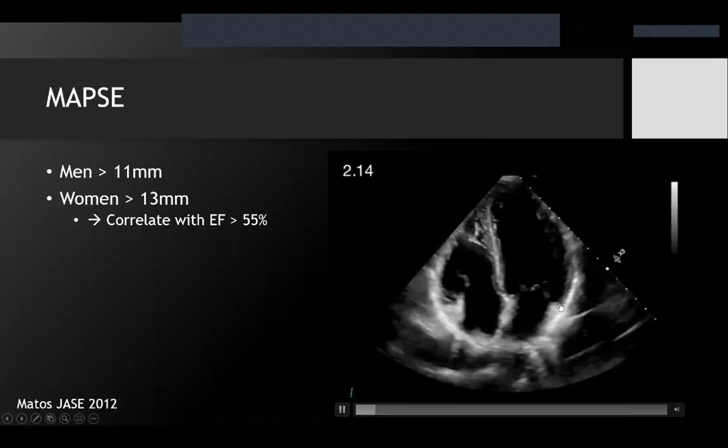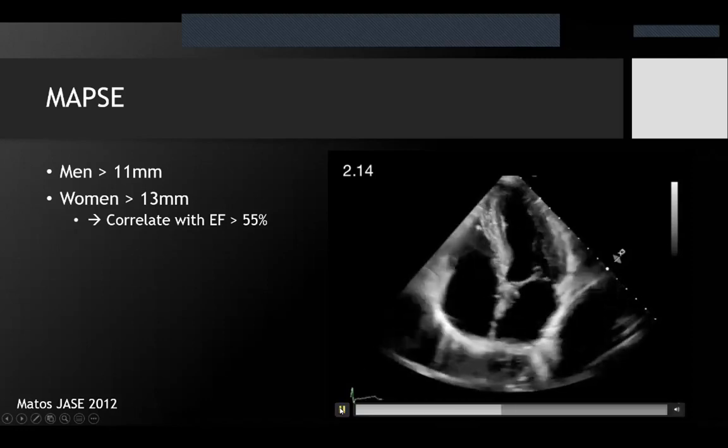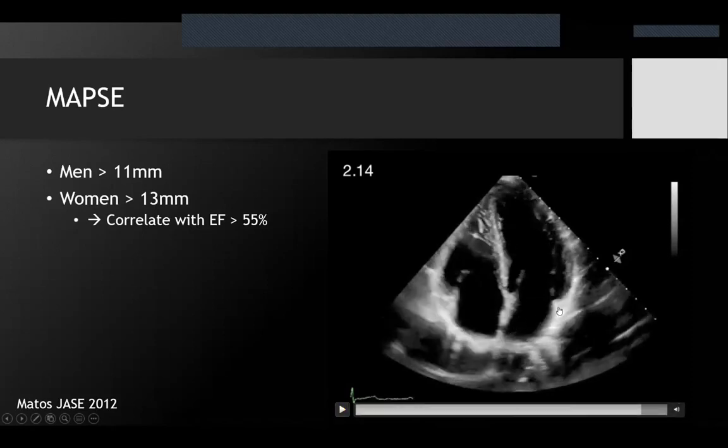So how do you measure it? If you did the 2D version where you froze the image, you might find it very difficult, because this annulus is quite plump and it will be hard to pinpoint the same spot in the annulus here and the same spot in the annulus here and measure that distance. So this is actually one of those places where you need M mode.